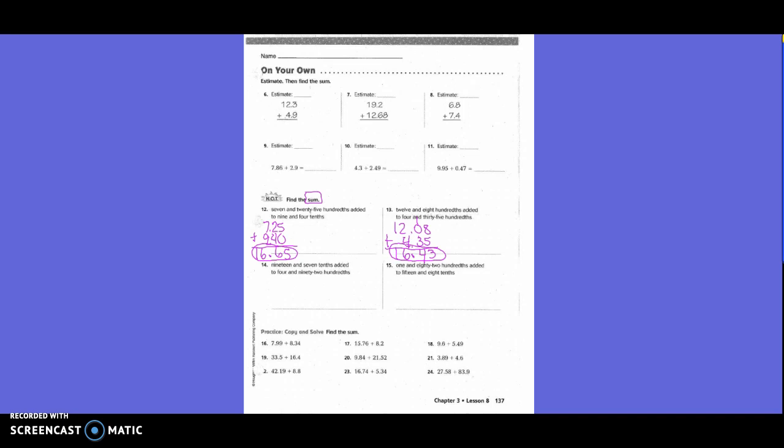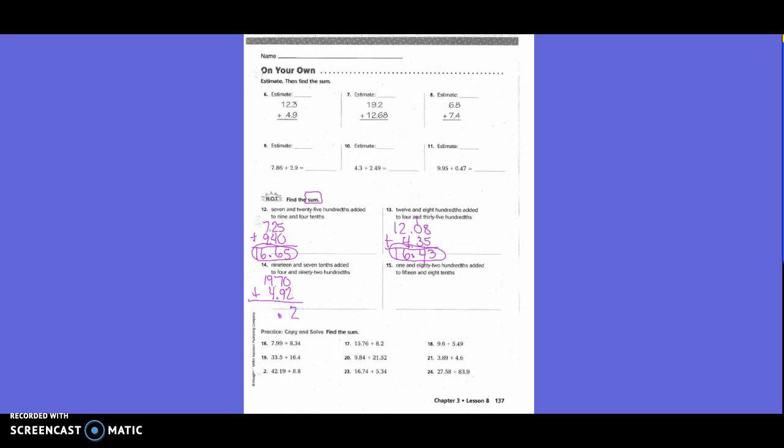Next one, 19 and 7/10 added to 4 and 92 hundredths. So how do I write my first number? 19 decimal 7 plus 4 decimal 92. And then add a 0. What do I do first? Bring down my decimal. 0 plus 2 is 2.